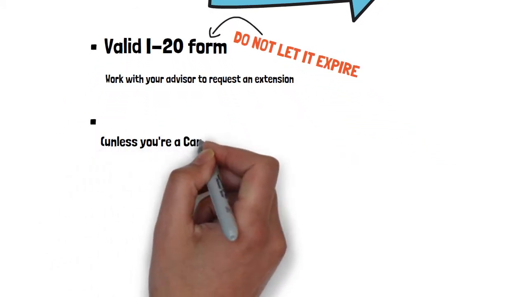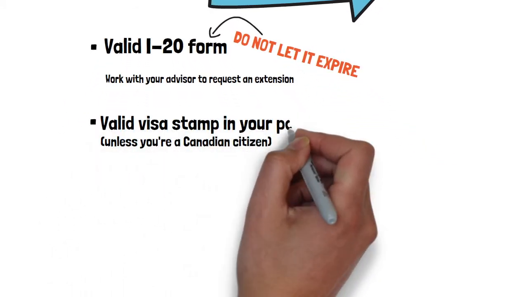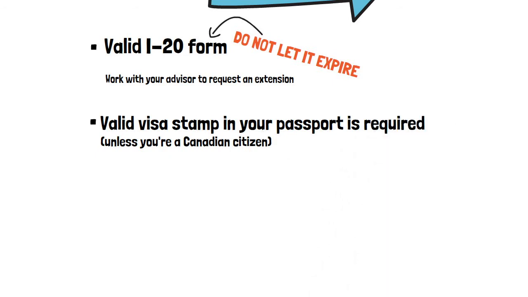Unless you are a Canadian citizen, a valid visa stamp in your passport is required for entry. However, it is the only immigration document that is allowed to expire while you are in the US, as long as your I-20 remains valid.